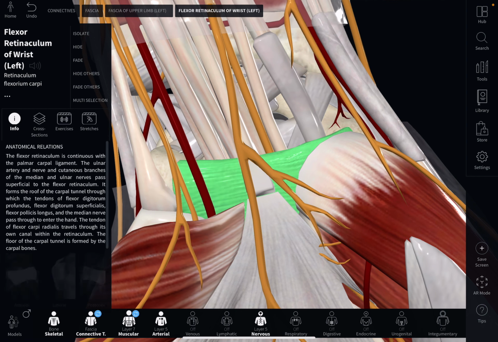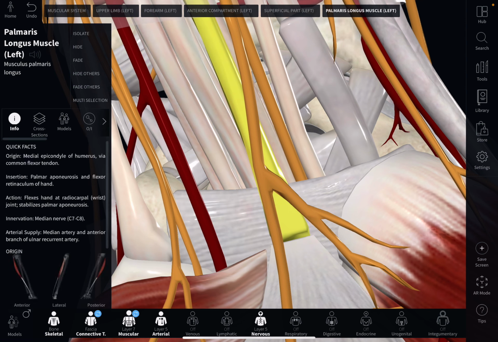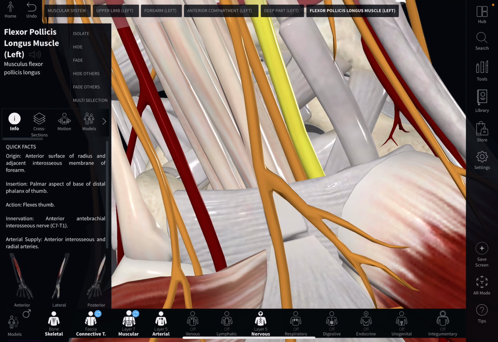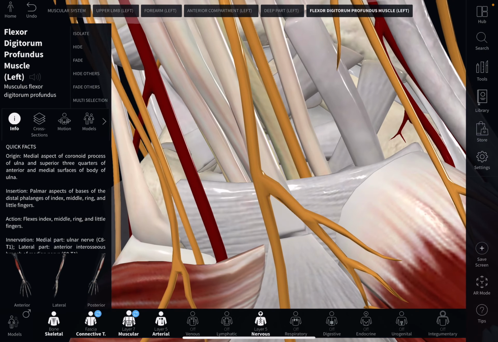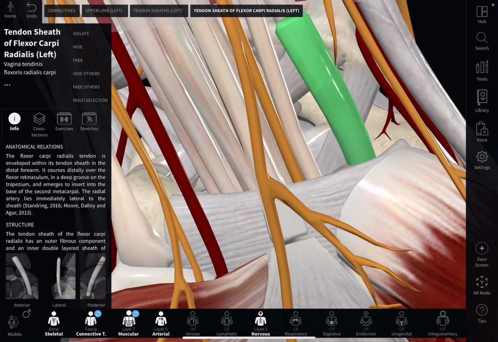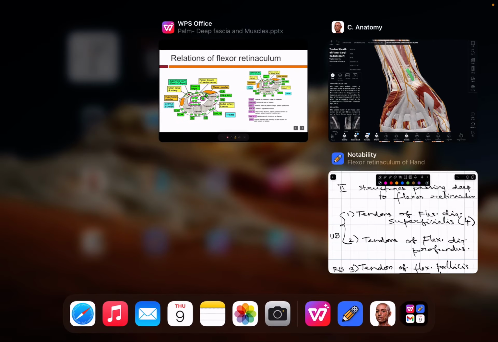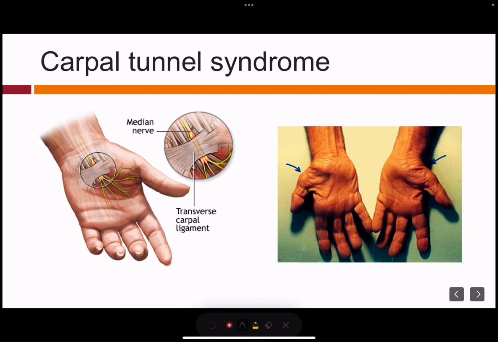Now, deep to the flexor retinaculum, we have all these tendons here. The tendons of the flexor digitorum superficialis muscle, the tendon of the flexor digitorum profundus, and the flexor pollicis longus, and the flexor carpi radialis tendon. So, that's about the flexor retinaculum, the attachment of the flexor retinaculum, and the superficial and the deep relations of the flexor retinaculum.